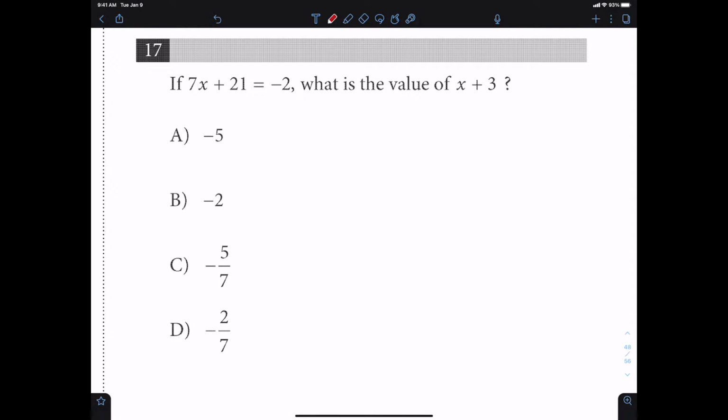7x plus 21 equals negative 2. What is the value of x plus 3? I'm just going to divide this whole thing by 7. And then I get x plus 3 equals negative 2 over 7. It's going to be option D.